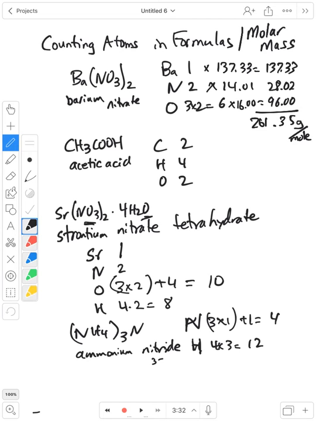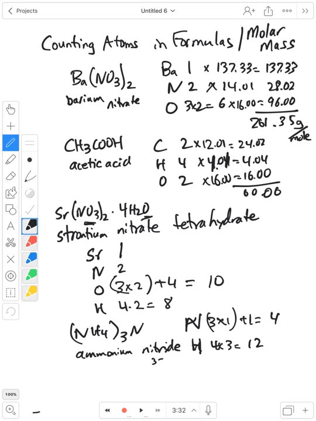Acetic acid, we've got 2 carbons, each worth 12.01, 4 hydrogens, each worth 1.01, that gives 4.04, and 2 oxygens, each worth 16. So we add those all up. That's not right.